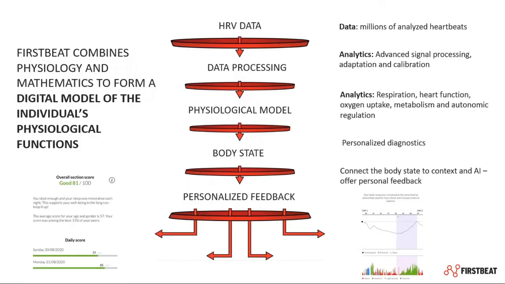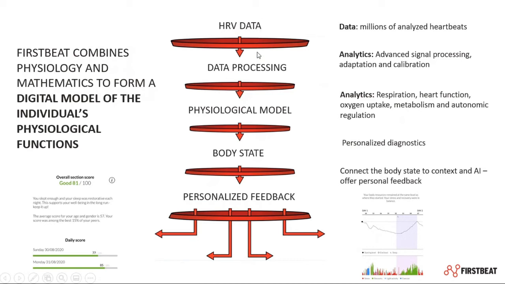This shows a little bit more detail about the analytics process. So basically we combine physiological knowledge and information with mathematical models to form a digital model of each individual's physiological status and functions. For that, we need high quality data from multiple days so that we can establish each person's baseline. And then we start with the heart rate variability data gathered with a reliable measurement device.